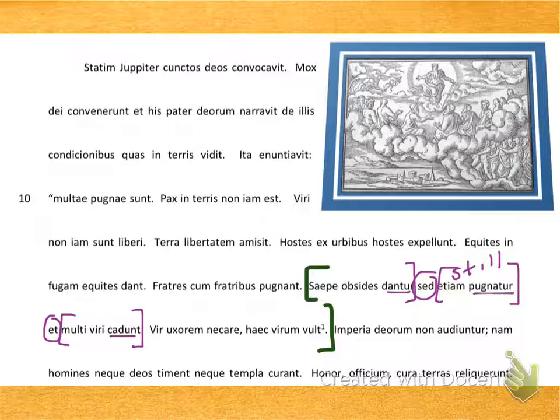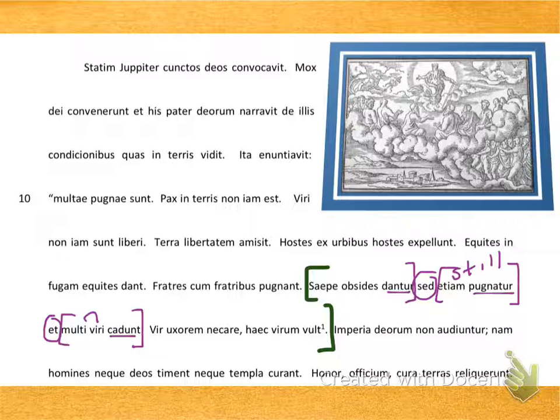Et multi viri cadunt. Multi and viri must stay together because of the fact that they both have the same ending, not just in looks, but in gender, case, and number. They are in the masculine nominative plural. And then we have the verb cadunt, which means fall. Now this isn't fall as in trip and fall. This is fall as in fall in war or in battle. So it carries with it the weight of dying.